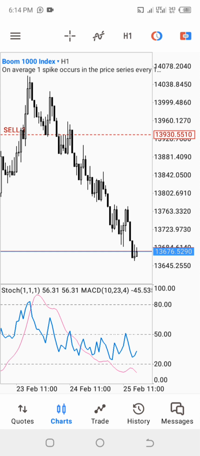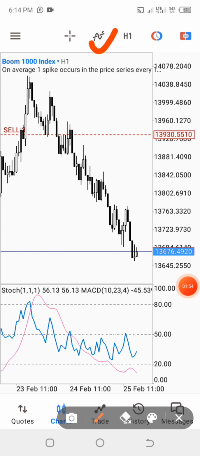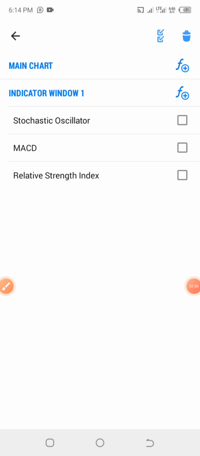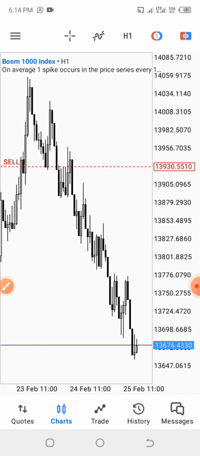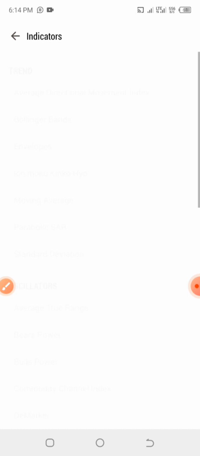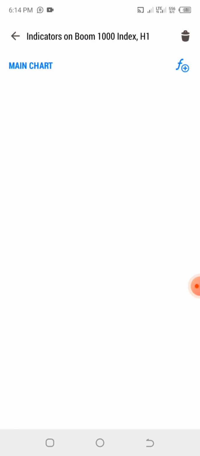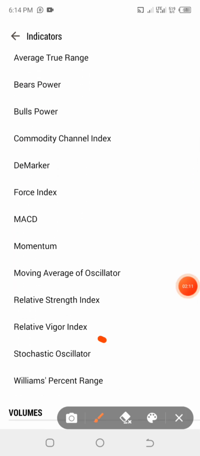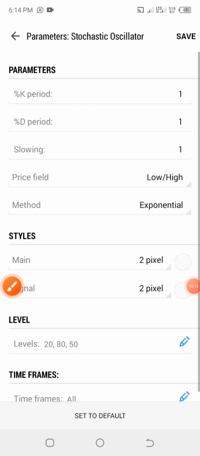To add this indicator, just go to this icon you are seeing at the top. Click on the icon, and then let me delete everything so we can start from scratch. The first indicator we are going to add is the stochastic oscillator. Click on the F plus, which is in your main chart, and search for your stochastic oscillator. This is the stochastic oscillator right here, and these are the parameters for it.